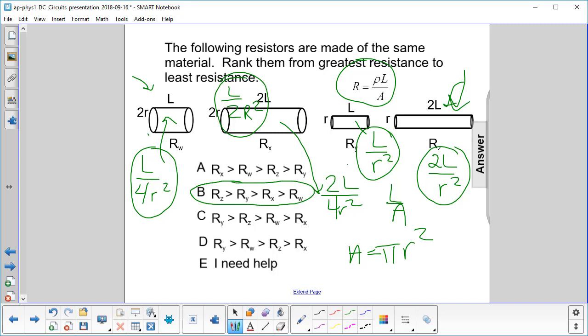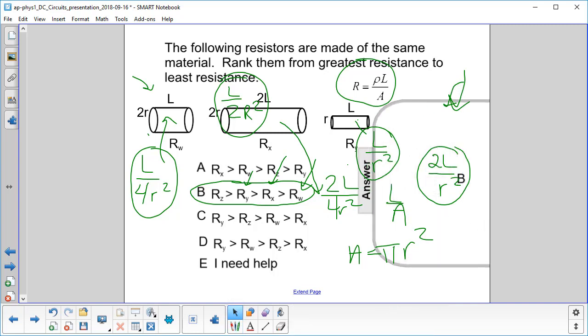But let's keep going. RY, and where is our RY? That's this one. That's L over r squared. That's the next highest. Okay, that checks out. The next one will be L over 2r squared. That's Rx. That's that guy. And Rw is L over 4r squared. So that checks. B is our answer. B.